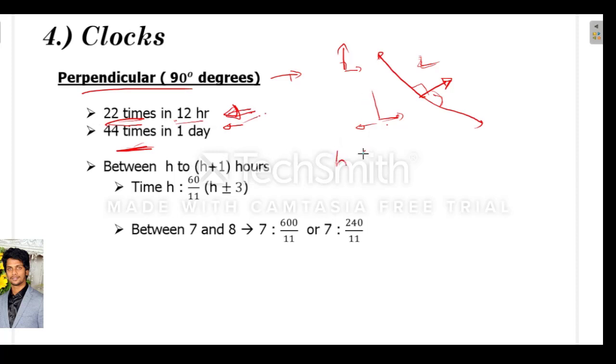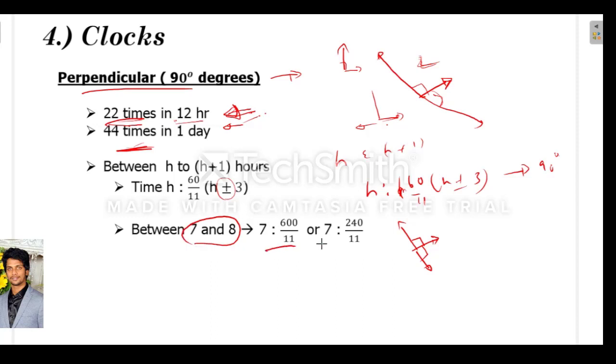And what is the formula? Between h and h plus 1 hour, at h is to 60 by 11 h plus or minus 3, it will be 90 degrees. As I told, between any hour, two possibilities will be there such that the angle between the hours hand and minutes hand will be 90. So that's why plus or minus. For example, between 7 and 8, at these two times the angle between the hours hand and minutes hand will be 90 degrees. So that's why we are taking the plus or minus sign here.